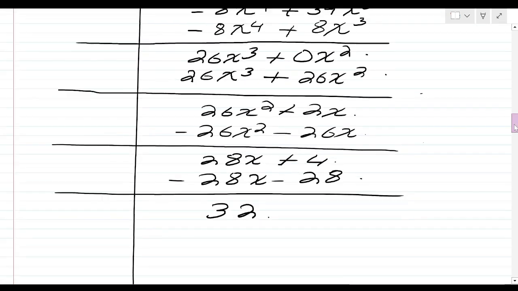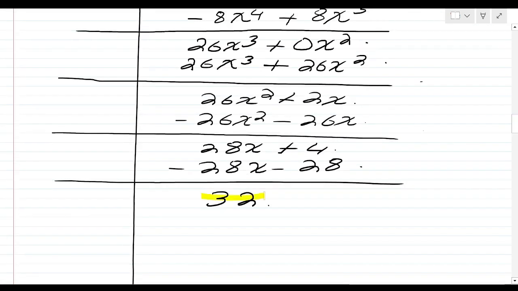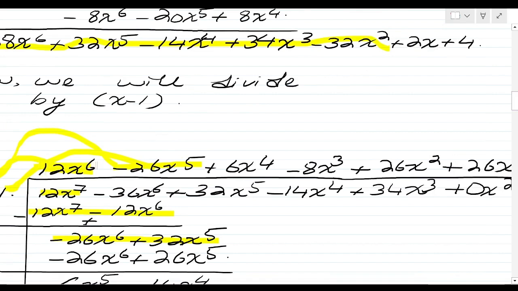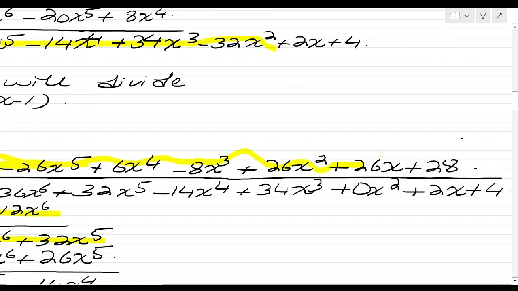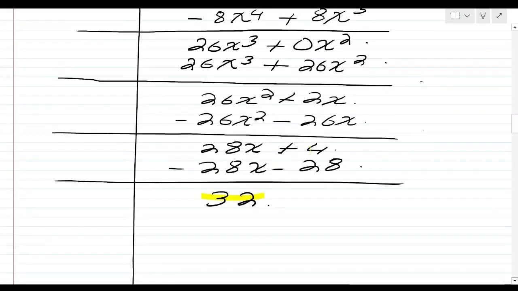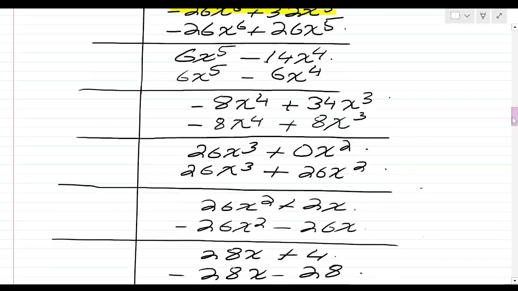So that means that our remainder is 32. But it is not just 32. Our final answer will be this quotient, which we got after dividing all of the values, which is 12x power 6 minus 26x power 5 plus 6x power 4 minus 8x power 3 plus 26x square added with 26x and 28, and with our remainder, which is 32. So this will be our final answer.